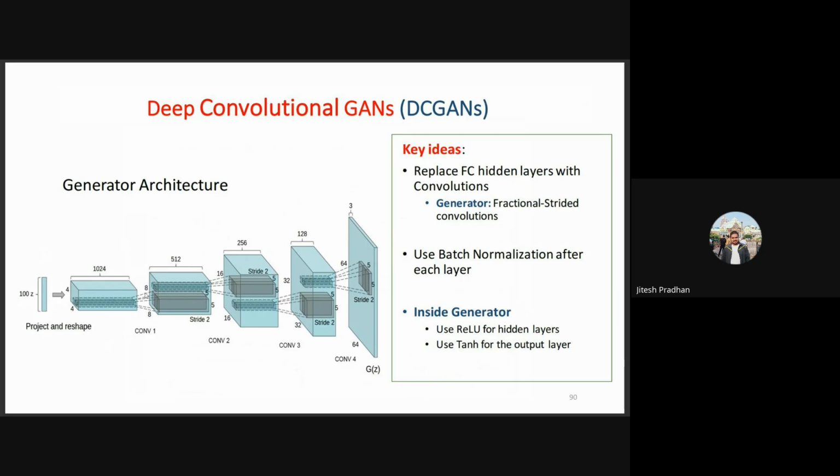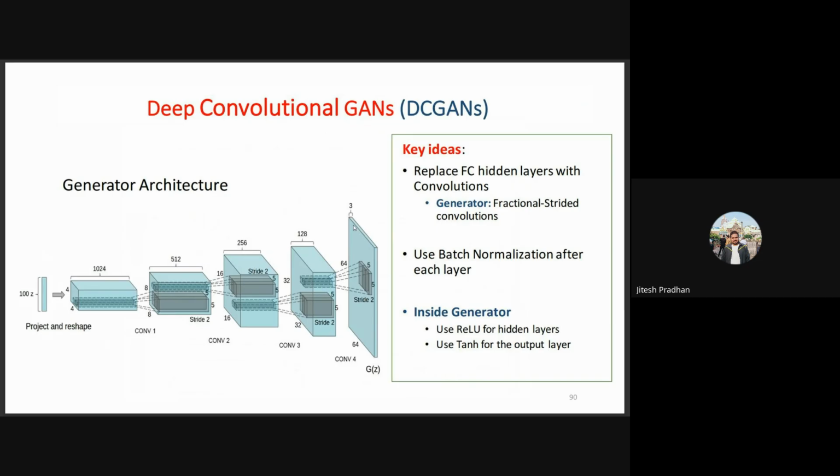From this we get an 8x8 matrix of 512 channels. From this we get 16x16 matrices of 256 channels. From this we get 32x32 of 128 channels, and from this we get a 64x64 image of 3 channels.